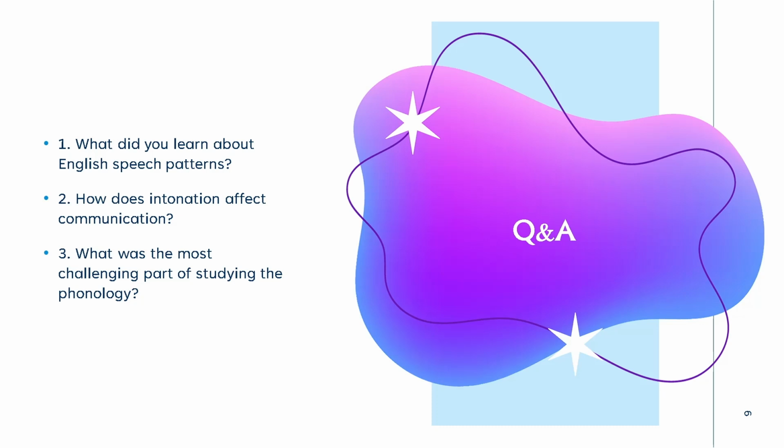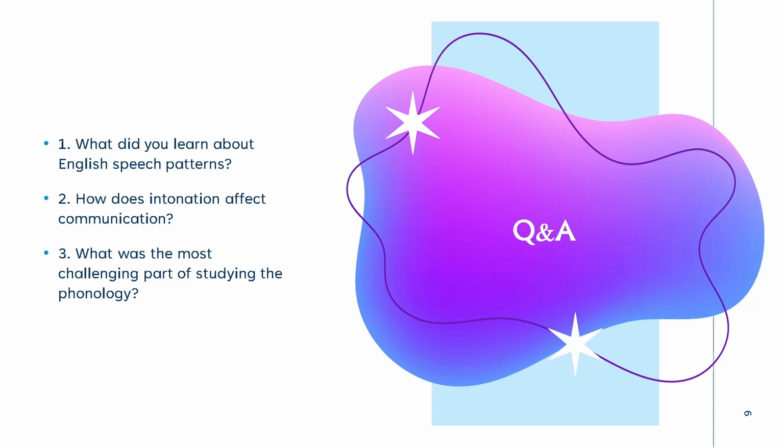For me, I think it was about stress and intonation, how English sounds so natural and understandable. And for the second one, how does intonation affect communication? Intonation affects communication by showing grammar, meaning, and emotion. The same sentence can sound like a statement, a question, or express feelings depending on the intonation.